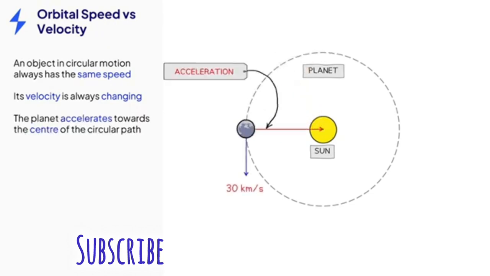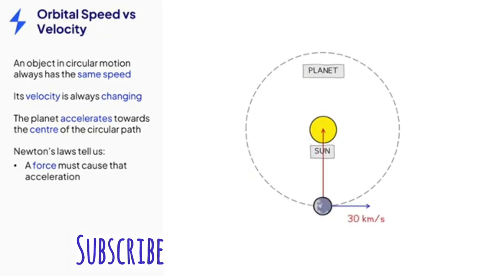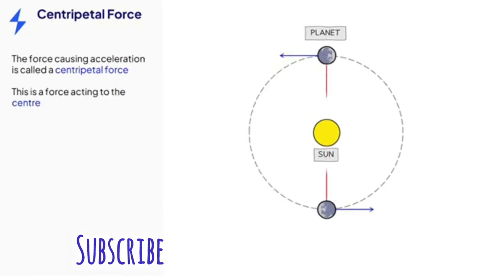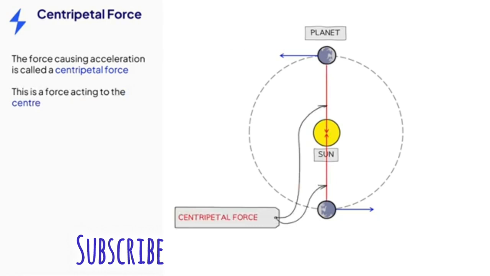The object is accelerating towards the center of the circle. You may wonder why the planet is not just pulled straight into the Sun, but the component of velocity at right angles to the radius prevents this. According to Newton's laws, for the planet to accelerate inwards, a force must act inwards as well. That force is called the centripetal force. It acts towards the center of the circle, like the acceleration. This makes it perpendicular to the object's velocity.